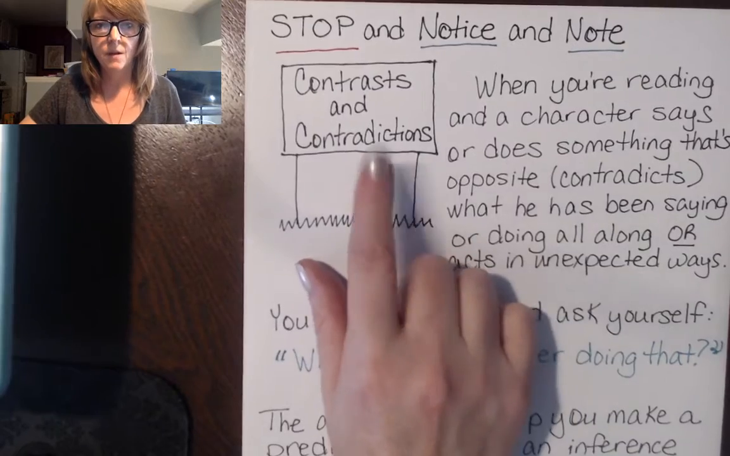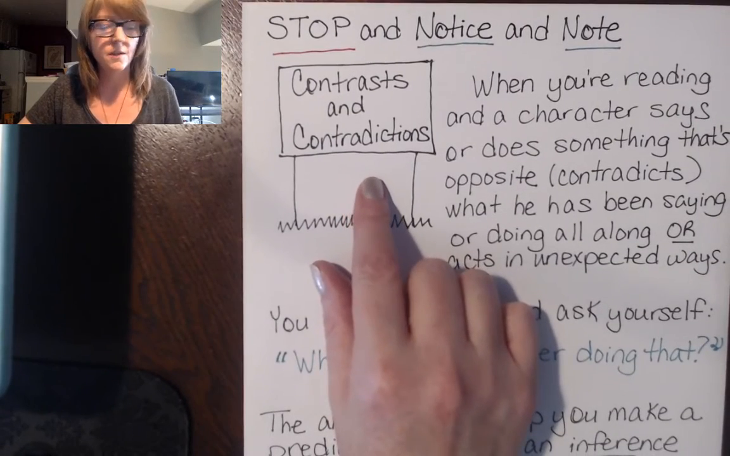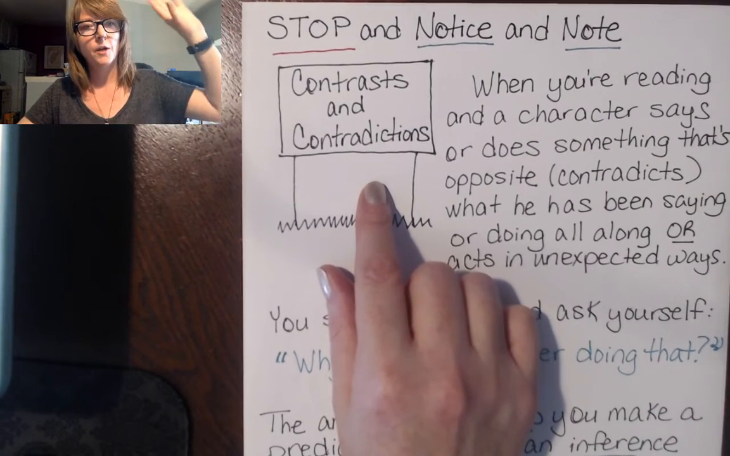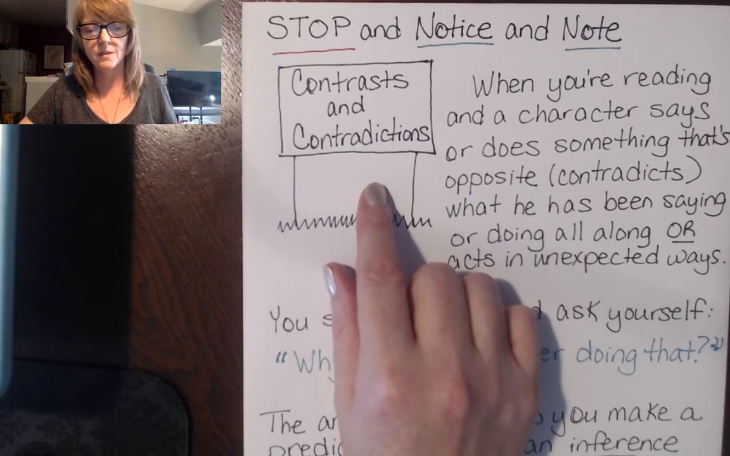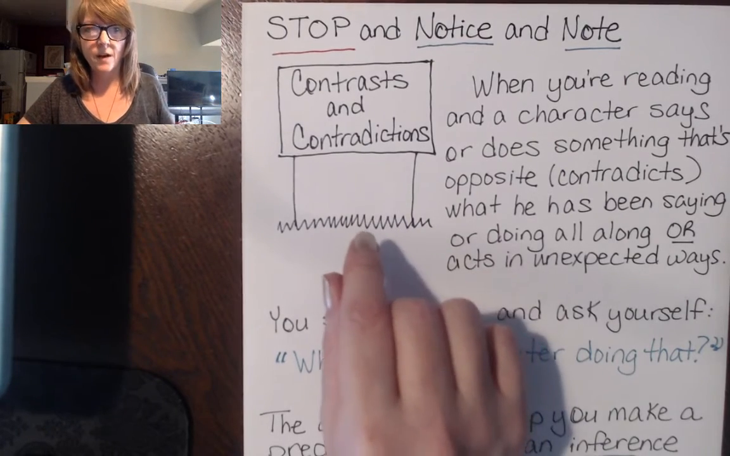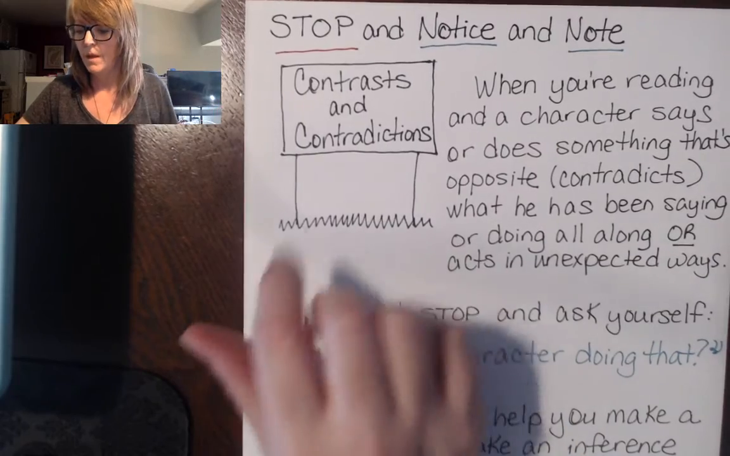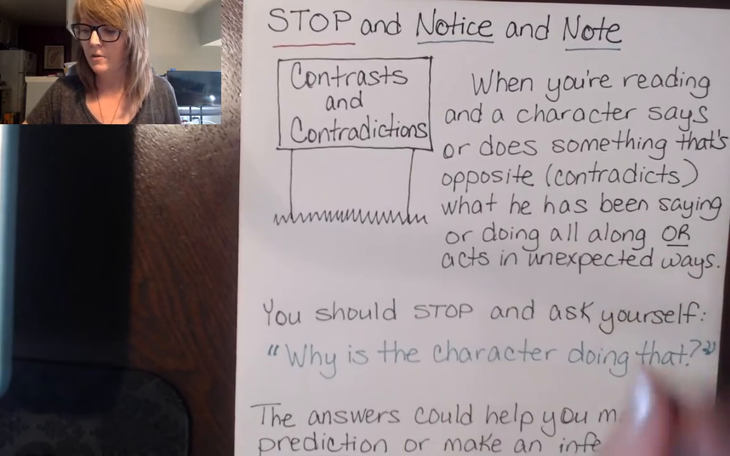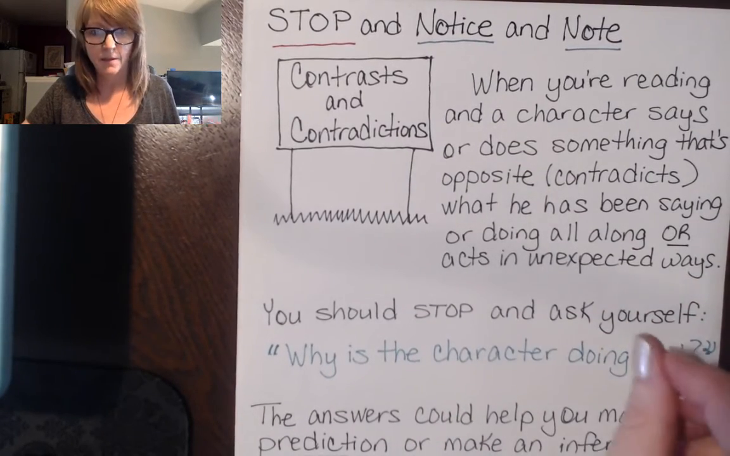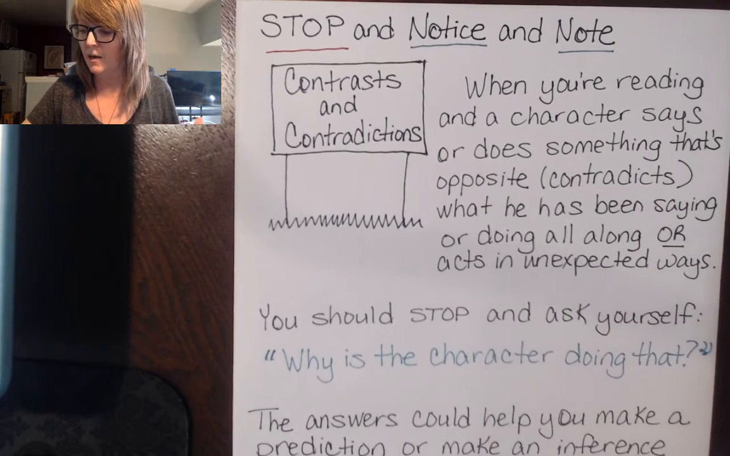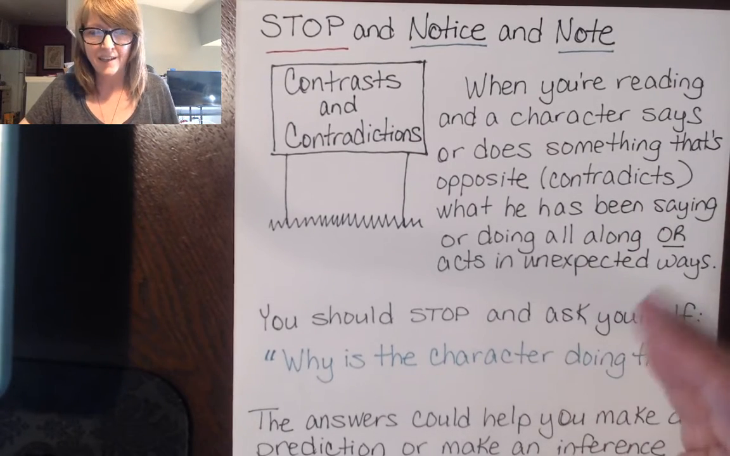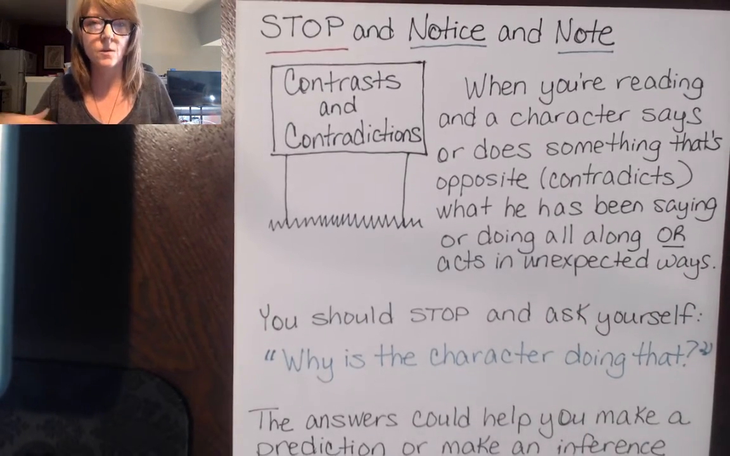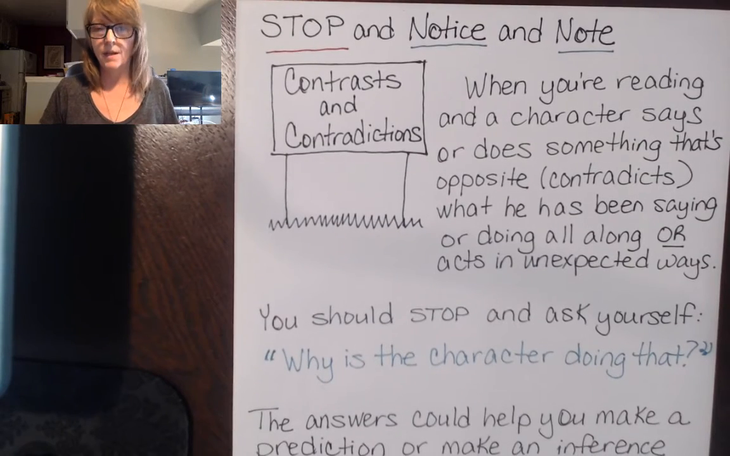So this one is called Contrasts and Contradictions. It is the first of 6 signposts, and a signpost is out there like a stop sign, or 35 miles to Disney World or Disneyland. They're there to guide you and to point out certain things. This strategy is when you're reading and a character says or does something that's opposite, that contradicts what he has been saying or doing all along, or if they're acting in unexpected ways that we wouldn't expect someone to act in our society. And you'll see that when we're looking at Thank You Ma'am by Langston Hughes.